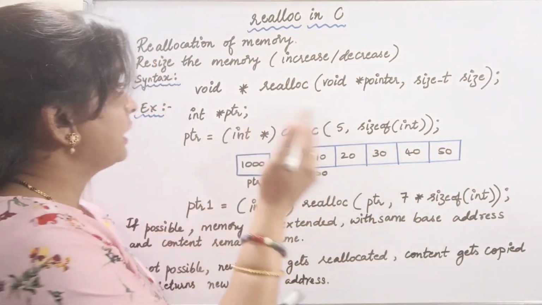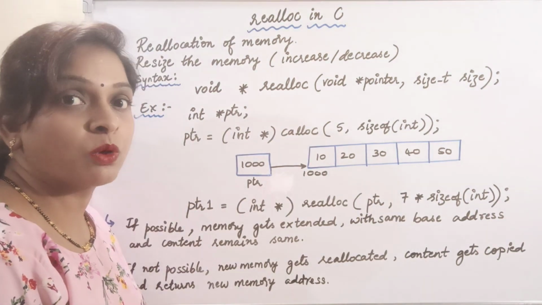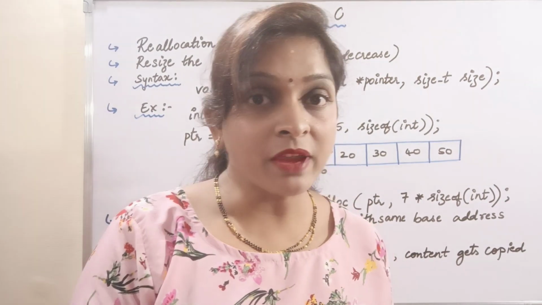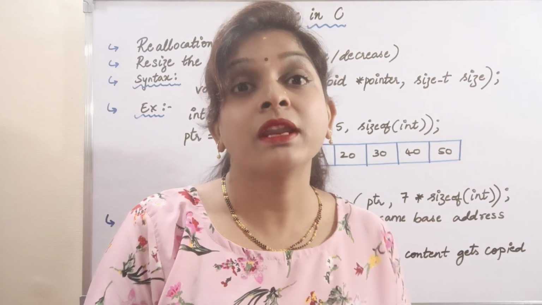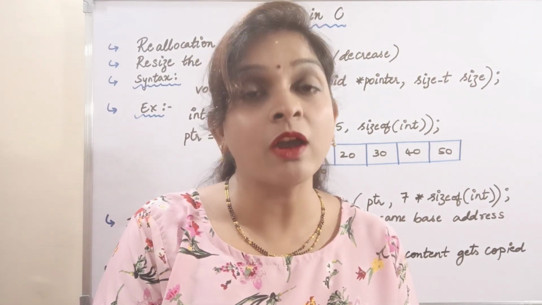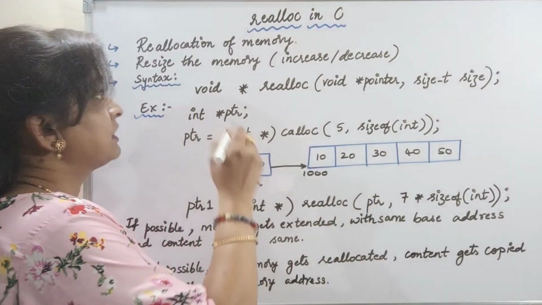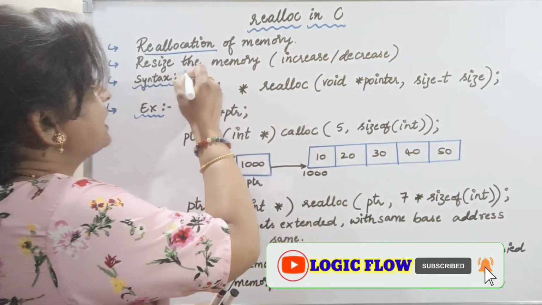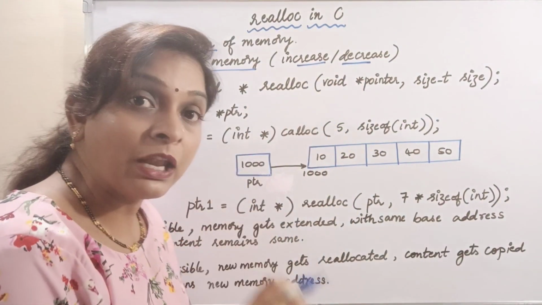Realloc in C. Realloc means reallocation of memory. So we are going to reallocate the memory. Using calloc and malloc, we allocate the memory. Once we allocate the memory using calloc and malloc, the allocated memory can be reallocated. It means I can increase the size of the memory or I can decrease the size of the memory. So realloc in the sense reallocation of memory. We can resize the memory, in the sense we can increase or decrease the size of the allocated memory.